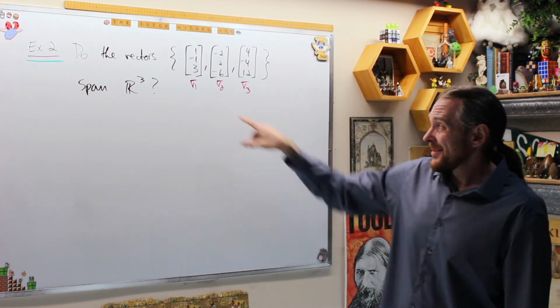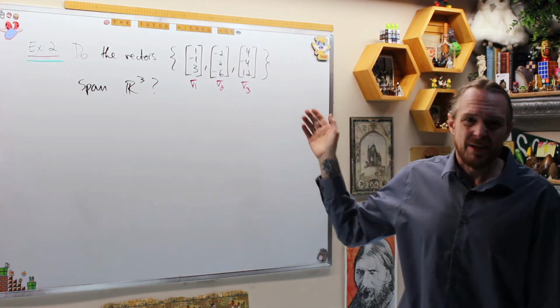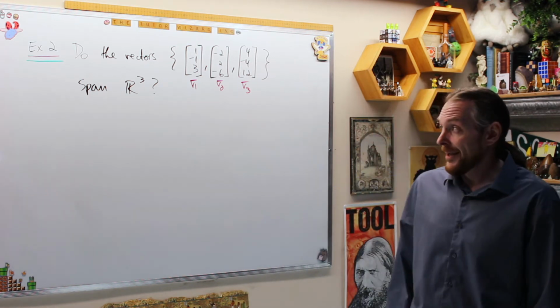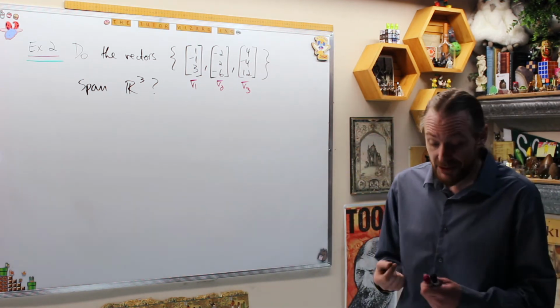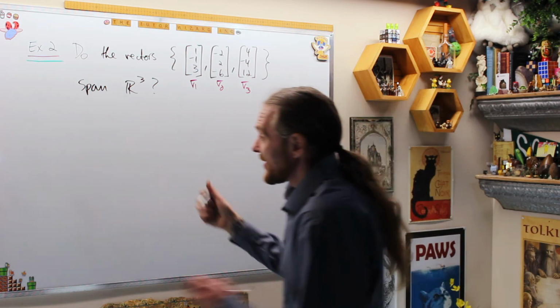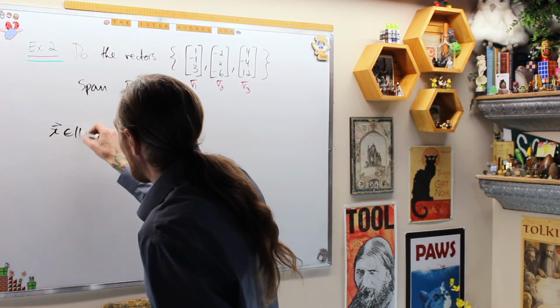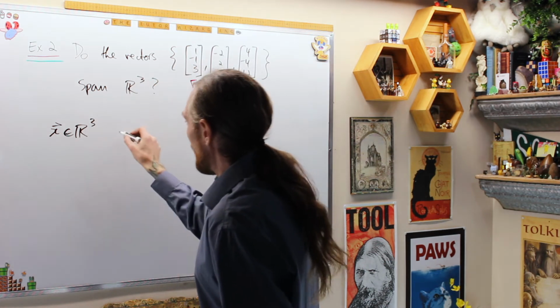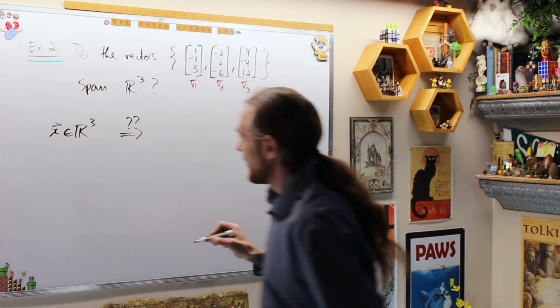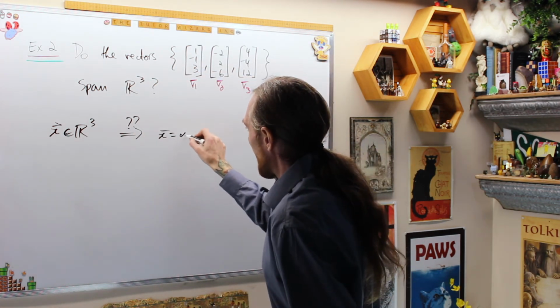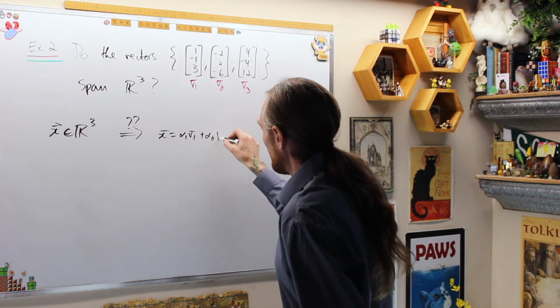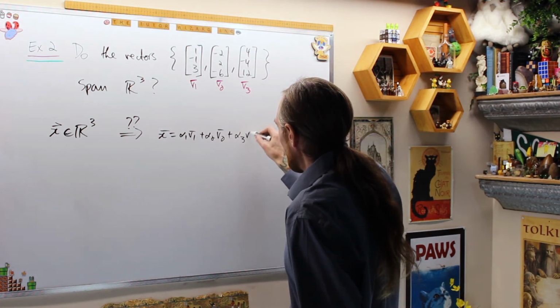In the other 2 cases, if I'm given fewer vectors or more vectors, it's always a no, and we'll go over why. So here I genuinely have to check. What we first want to know is the definition of span. If I take any vector x in R3, can I write x equal to alpha 1 v1 plus alpha 2 v2 plus alpha 3 v3?